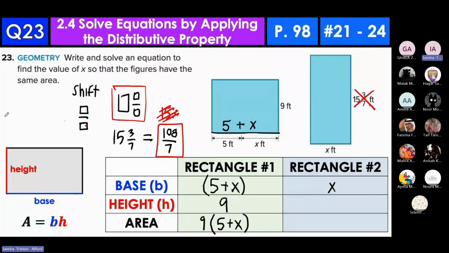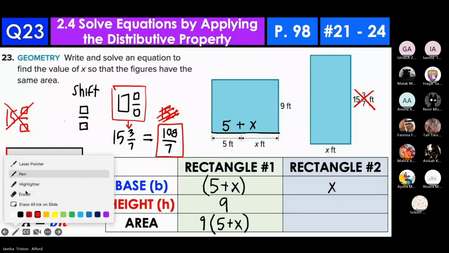If you are putting 15 in the calculator and then pressing the fraction button like this, that's not correct. This is not correct. The correct way to put the mixed number in the calculator: press shift, press the fraction to get the 3 boxes. Put the numbers inside. We want to use this number, 108 over 7. Okay?